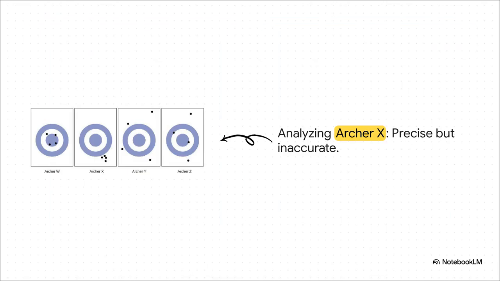Check out this archer, Archer X. They threw a super tight group of darts right down there in the bottom right corner. They are incredibly consistent, which means they have fantastic precision. But they completely missed the center bullseye, so their accuracy? Pretty terrible. And honestly, this happens in the lab all the time. Imagine you're using a highly sensitive electronic balance, but it wasn't calibrated correctly. It's going to give you a highly precise, tightly grouped mass reading every single time, but that reading will be consistently wrong. It's precise, but totally inaccurate.